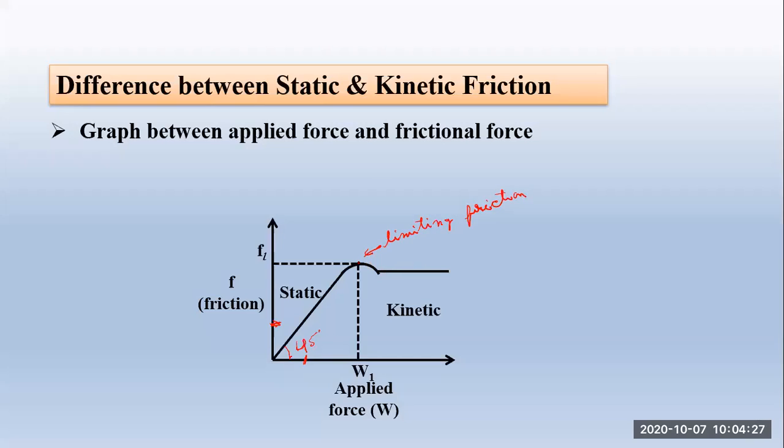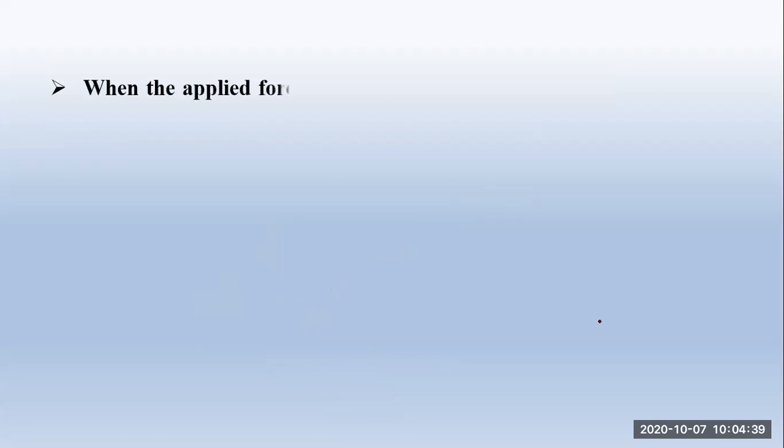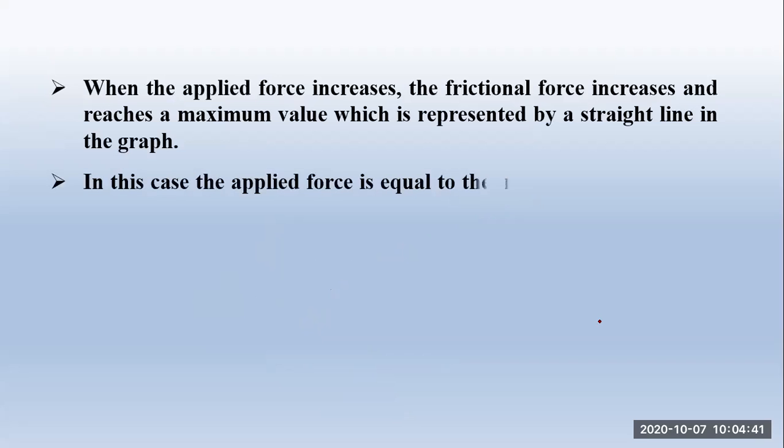But the static friction is not this one, it is the whole range. Static friction can have any value between these two, but kinetic friction has a constant value. This is the main difference. Okay. So when the applied force increases, the frictional force increases and reaches the maximum value, which is represented by a straight line in the graph.